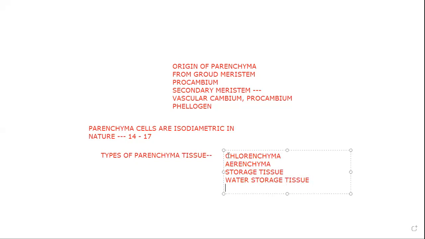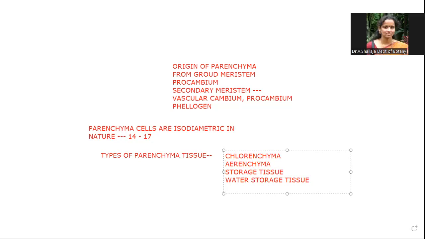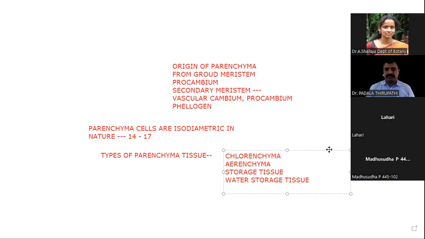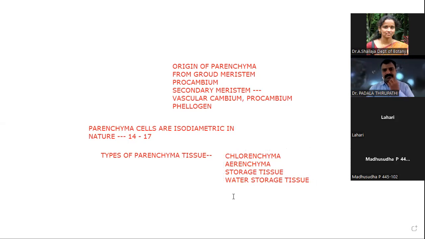Different types of Parenchyma are there. The first one is Chlorenchyma. In the name itself, we see that it carries out photosynthesis, because chloroplasts are present in the cells. These are common in the palisade and spongy Parenchyma of mesophyll of leaves. In the leaf anatomy, chloroplasts are present in those cells, so that type of Parenchyma is called Chlorenchyma.